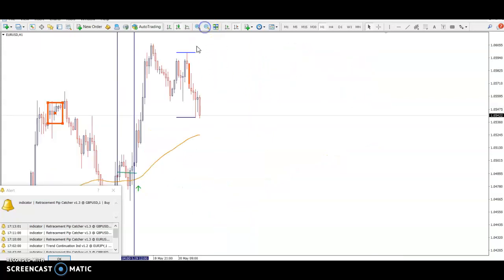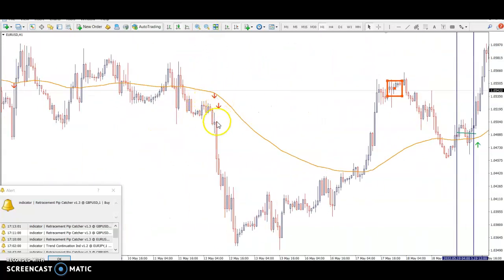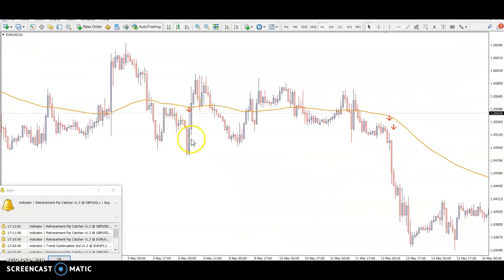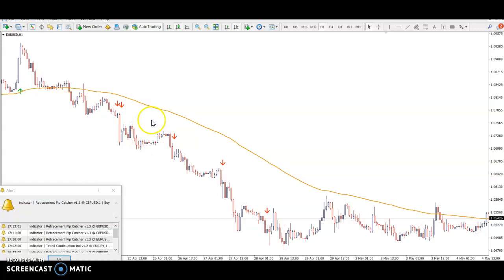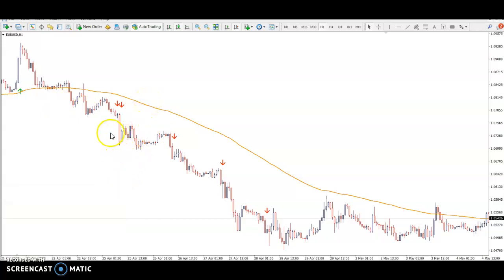Once you've got something that looks right, just have a look back, check the trades that you would or wouldn't have taken, and see if you would have made any money. Once you've got that, you can then save them as your settings for that. So I hope that helps.